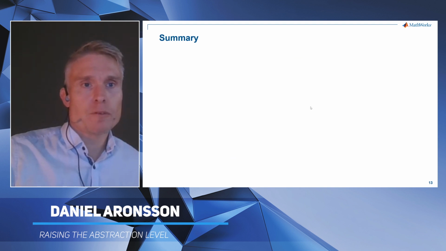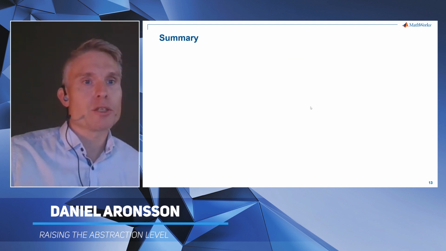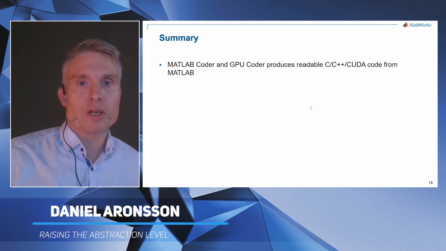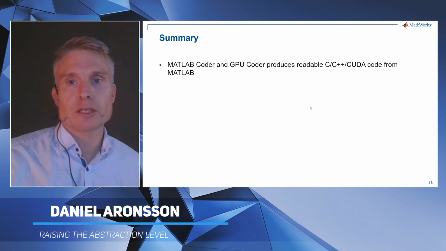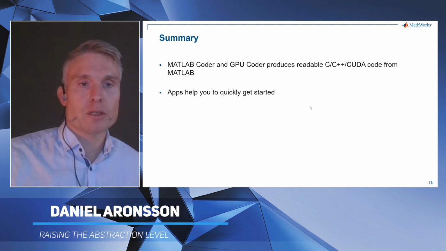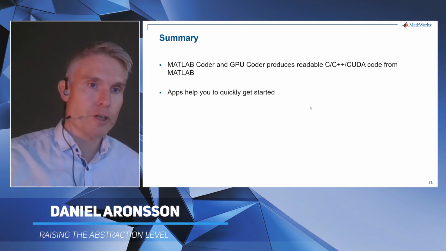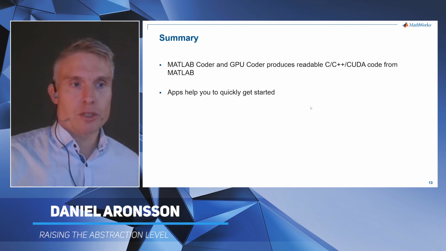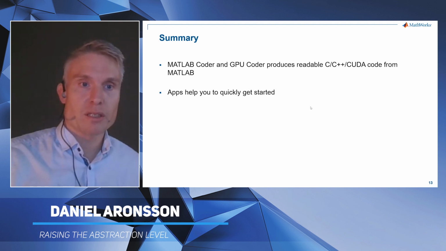And to finish off, I just want to summarize what we've done today. So first of all, we looked at MATLAB Coder and GPU Coder and how you can produce readable C, C++, and CUDA code from MATLAB. We used apps to quickly get started, so that's usually the first starting point. Start the app, play around with it, try to do whatever it is that you want to do, and then automatically generate MATLAB code from that app to automate the process in the future.